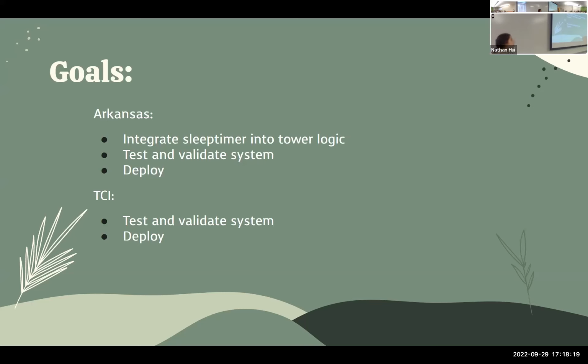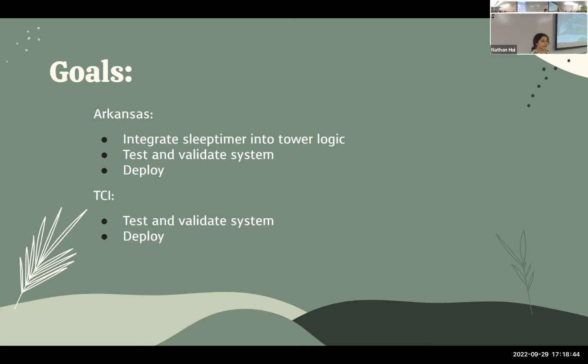And then our goals for this quarter, we're very close to actually seeing both these projects in the field, which is extremely exciting. So for the tower base, the Arkansas, we've got one piece of hardware that we designed over the summer, the sleep timer, which basically turns these towers on and off, that we need to integrate into our tower logic this quarter.